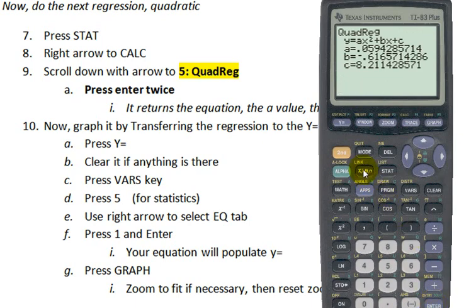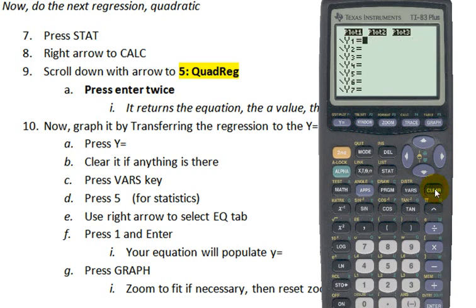Now let's transfer the data. So y equals, and now we're going to clear out what's in there. You got to clear it out first. That's from the last equation. Now press your vars key, variables, and 5 for statistics, and then over 2 for equations. Press 1 and enter. And that is humongous. I don't think that's correct, but we'll see.